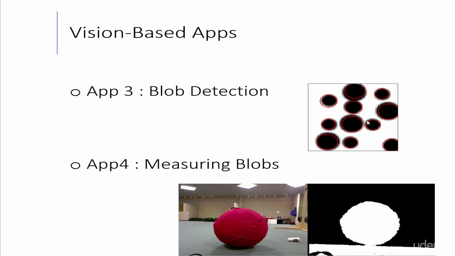And then in app 4, we're going to be doing something very exciting. We're going to be getting distance from the size of the blob. If we take a circle, the width of the circle is inversely proportional to the distance to that circle or that marker. We'll be doing this in real time, and I hope you're excited because this is some cool stuff. Imagine measuring distance from an image in real time.